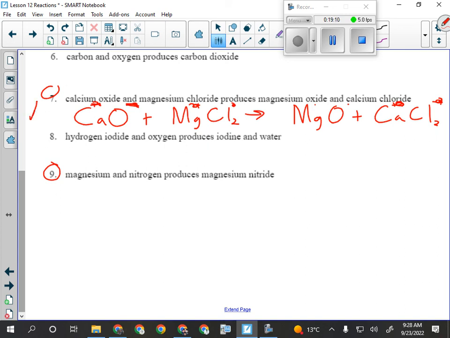Double replacement. What should I balance first? Nothing. Why should I balance nothing first? Because it's already balanced. Okay, it's 2 chlorines on each side. There's 1 oxygen, there's 1 magnesium, and 1 calcium. On all sides, it's already done.